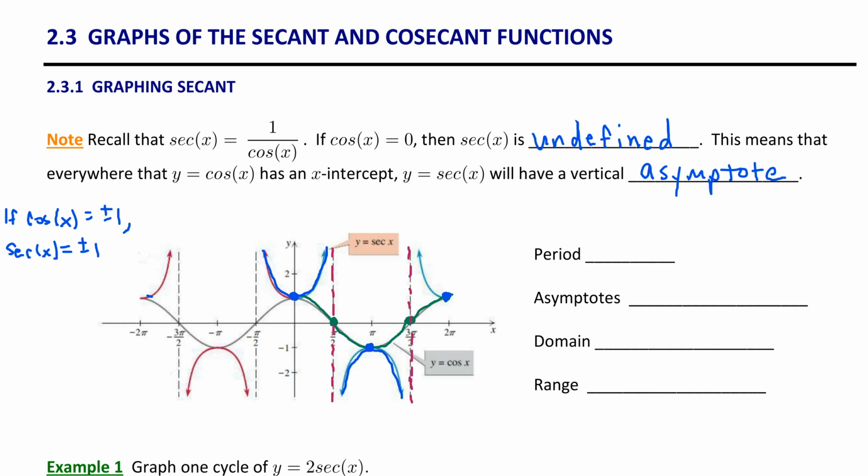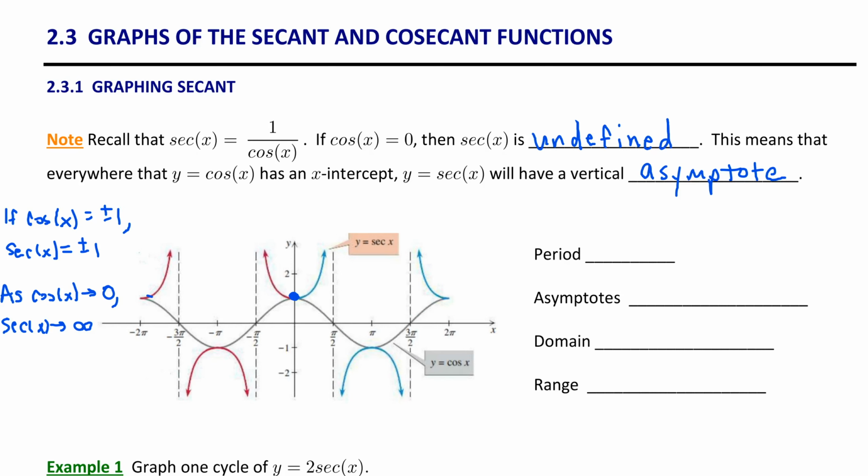Now, because they have a reciprocal relationship, we could see that as cosine of x approaches its x-intercept, that is the value of 0, then secant of x is going to go the opposite way. Secant of x is going to approach infinity. So notice as cosine approaches its x-intercept here, secant goes the opposite direction. We can see that in this perspective as well. As cosine approaches its x-intercept here, secant goes in the opposite direction.